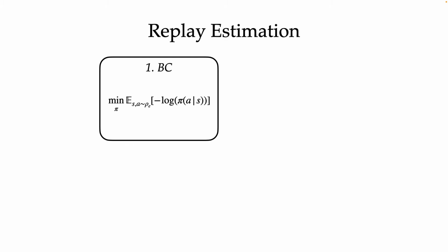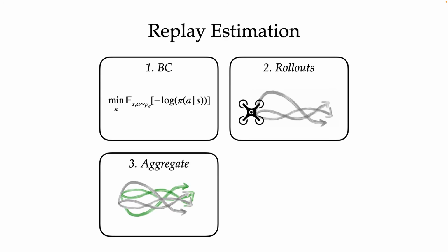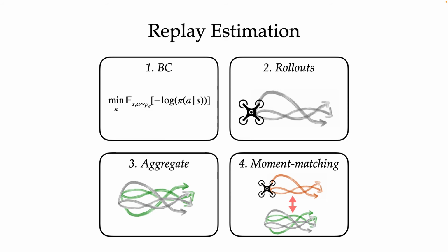So putting it all together, replay estimation is the following algorithm. First, one trains a policy via standard BC. Second, one performs rollouts with this policy, computing confidence scores along the way. Third, one adds these samples to the expert dataset. And fourth, one performs a weighted online mode matching procedure. In short, we basically perform a BC-aided data augmentation procedure before proceeding with mode matching.